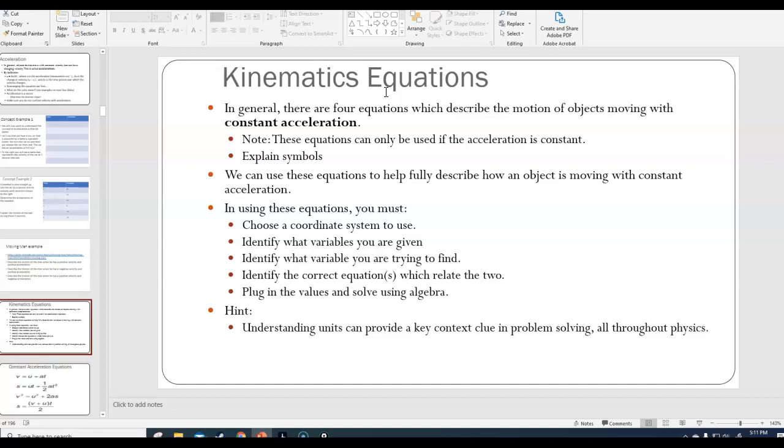Identify what variables you're trying to find in the problem. Choose the correct equation which relates those given and unknown variables, and then plug in the values and solve using algebra. Okay, and just a hint, understanding units is going to be really helpful in allowing you to solve these problems with constant acceleration. Okay, so we'll do 2 examples here in just a second, but first let's take a look at the constant acceleration equations.